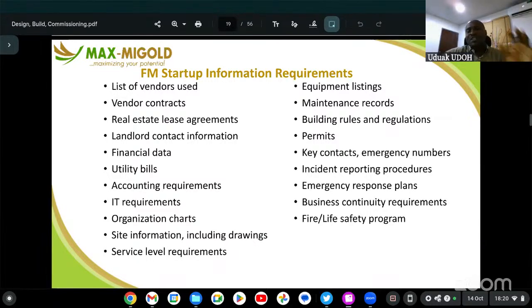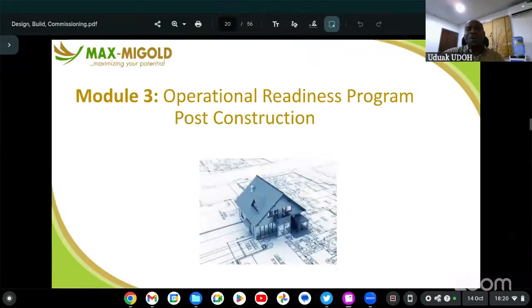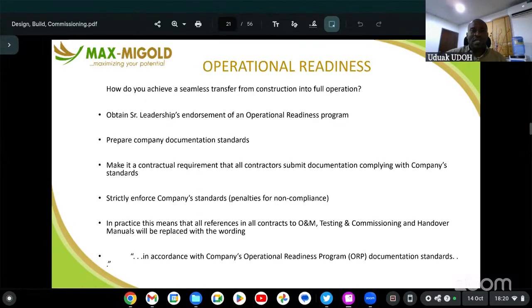So these are some key requirements we need during setup and when we go into a site, either an existing one or a newly built one. So, operational readiness program post construction talks about how we could achieve a seamless transfer. Operational readiness is a system that operates in a way that we have a seamless transfer from the planning, right down to the full operations.